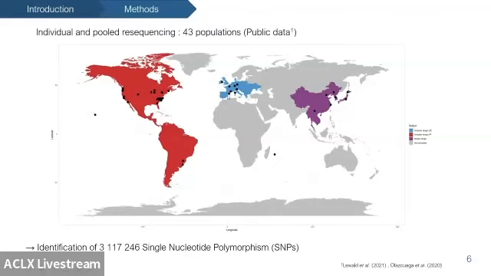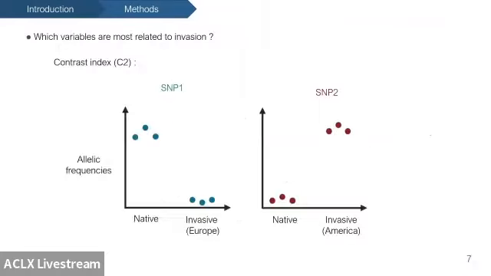So we used sequencing data from 43 populations distributed in these three areas, which allowed us to identify a bit more than 3 million SNPs. But as our goal was to better understand adaptation to environments and that we have two independent invaded environments, we decided to create two SNP datasets for each invasion route by selecting SNPs based on a contrast index.